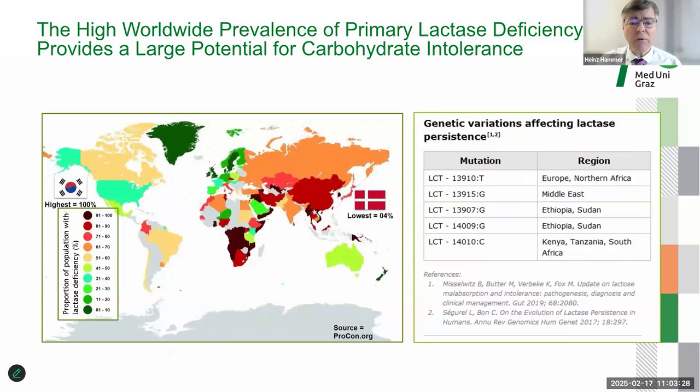The high worldwide prevalence of primary lactase deficiency provides a large potential for carbohydrate intolerance. Have a look at this map of the world, where you see color coding of the proportion of the population with lactase deficiency in different countries of the world. There is the lowest proportion of patients with lactase deficiency in Denmark, here in green, 4%. The highest prevalence of lactase deficiency is in Korea, here in dark red, and other countries are also in the dark red.